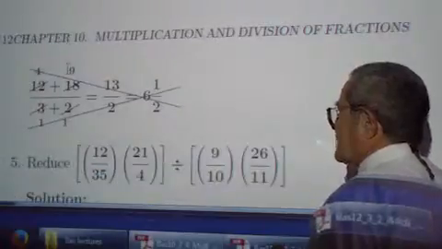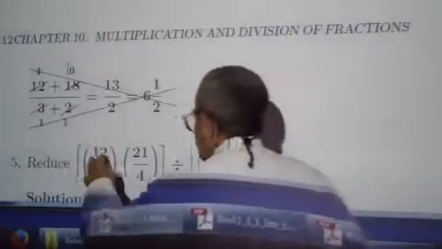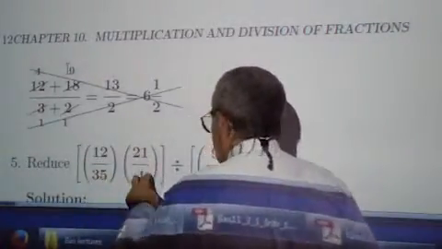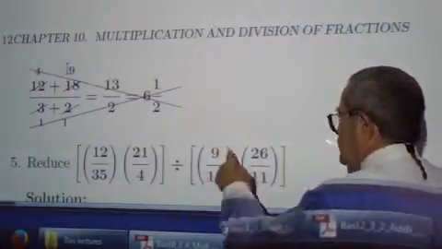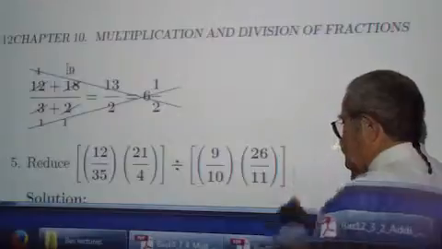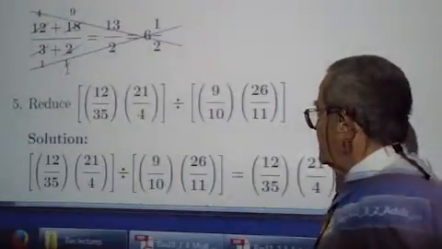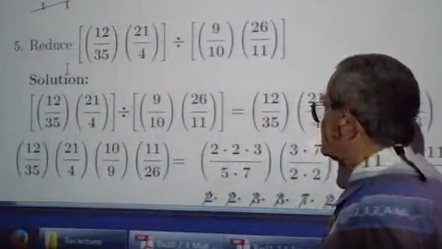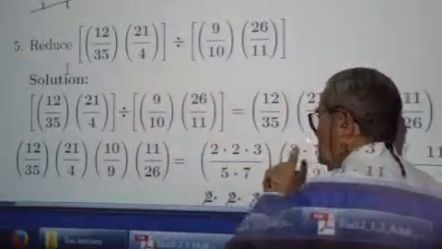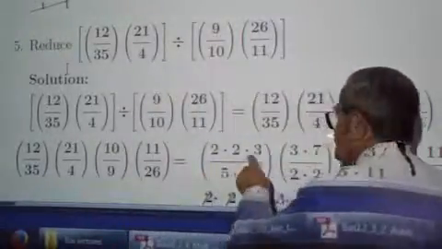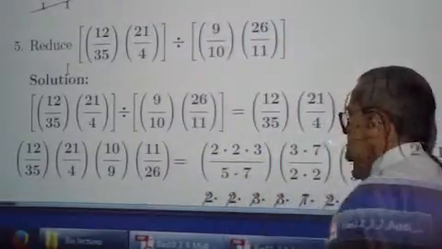You have another reduction. 12 over 35 times 21 over 4. All of that divided by all of 9 over 10 plus 26 over 11. And when you reduce that, when you multiply by the reciprocal, you are supposed to get 2 times 2 times 3 over 5 times 7.